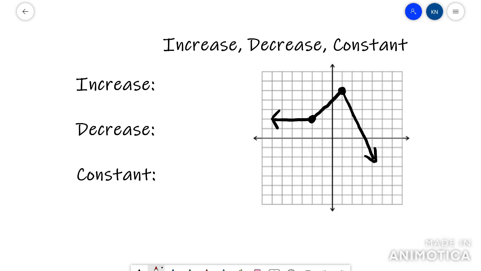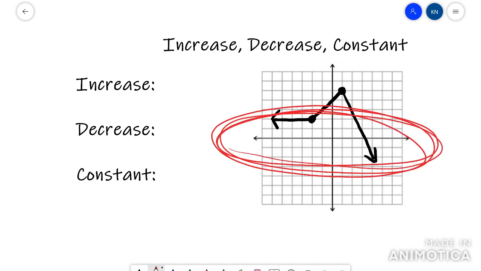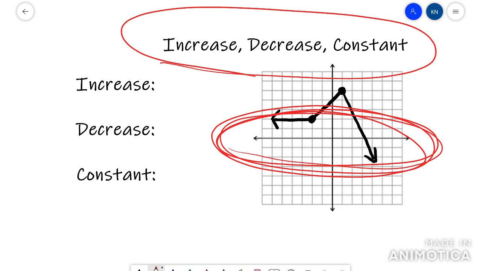Increase, decrease, constant is one of, in my opinion, the easier topics that we'll cover mathematically. I think the reason that some kids get into trouble with it is because they answer in terms of their y values, which is incorrect. You definitely want to answer using x values for this. So if you see increase, decrease, constant, your answer is going to be in terms of x's.